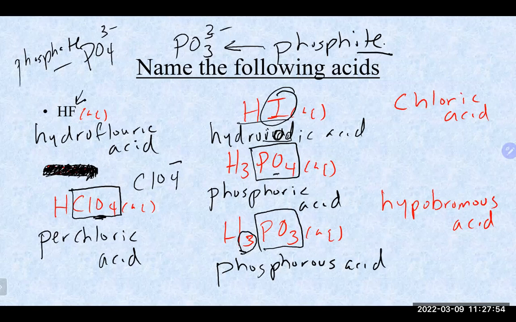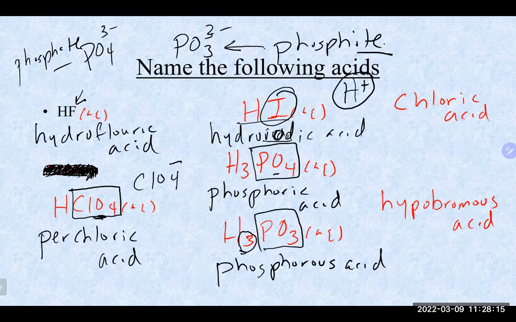All right. So that is formulas to names. If we're going from names to formulas, you want to look at the name and get the information out of it that will help you do it. What we do know is the cation, the positive guy, is going to be H+. So we really just need to figure out for acids what the negative part is.